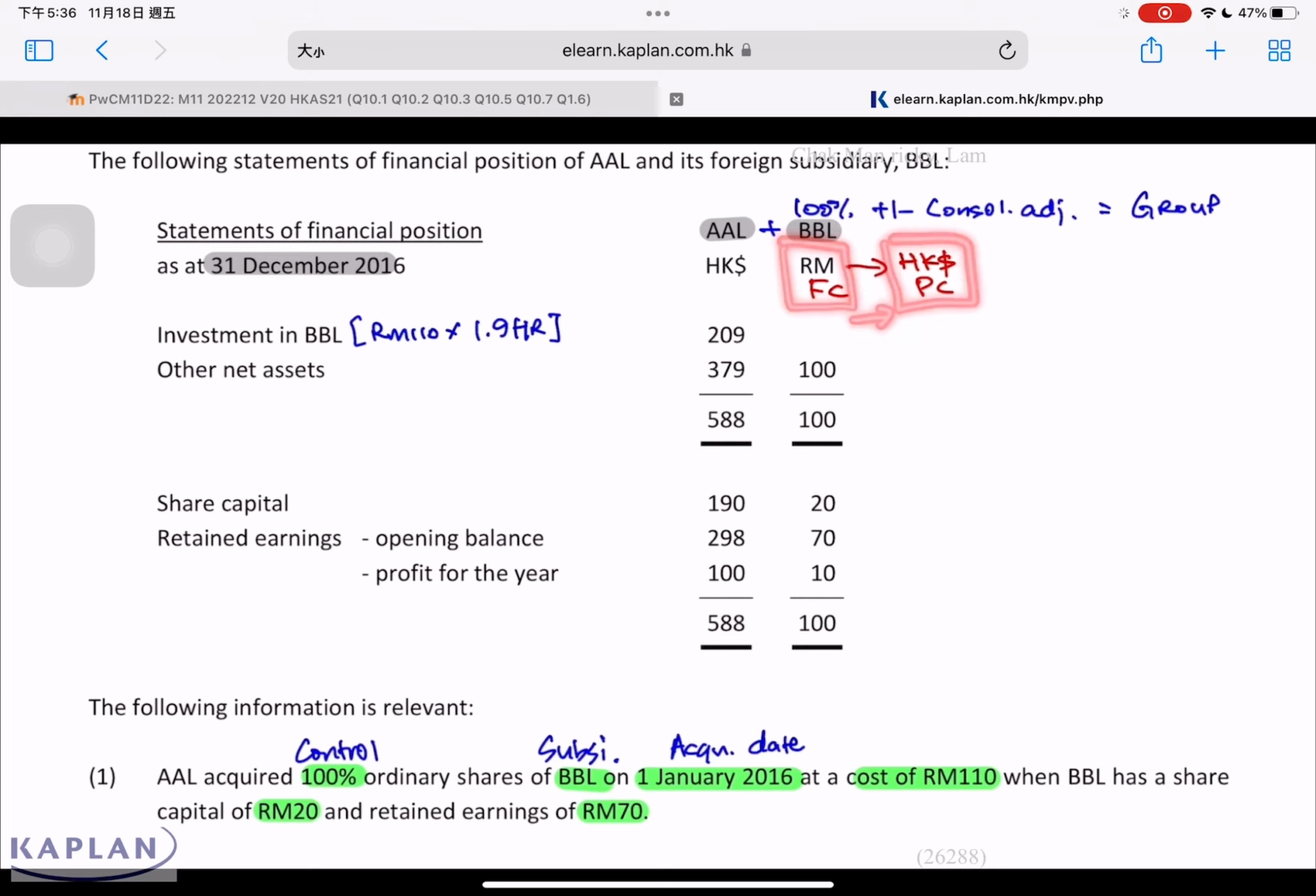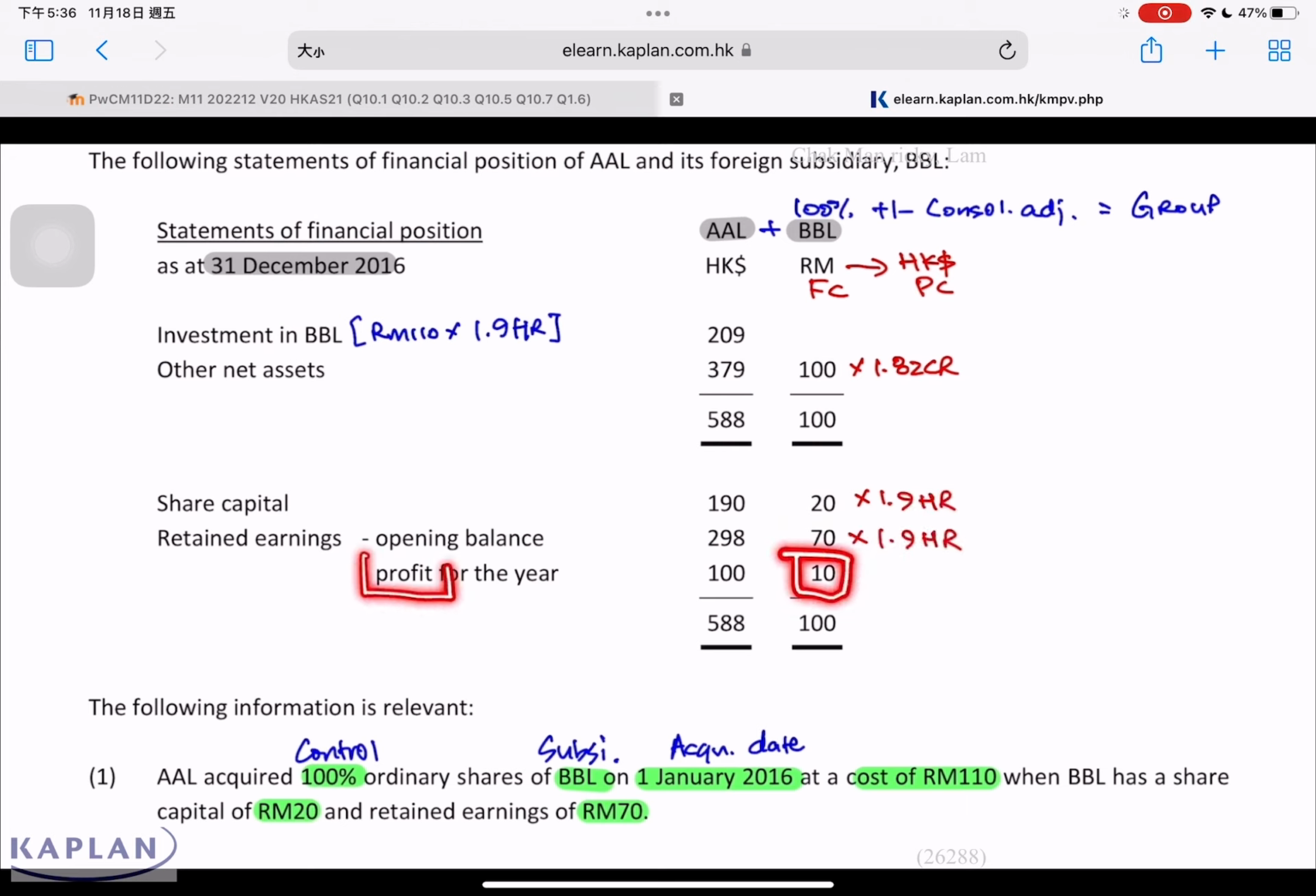For this type of translation, all the assets and liabilities will be translated using the closing rate. The closing rate is equal to 1.82. The share capital and retained earnings are considered as pre-acquisition. The day when the parent obtained control of the subsidiary for the first time, that's the first time we must do translation. This will be translated using the historical rate, 1.9.